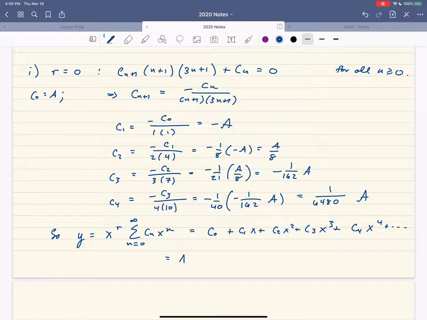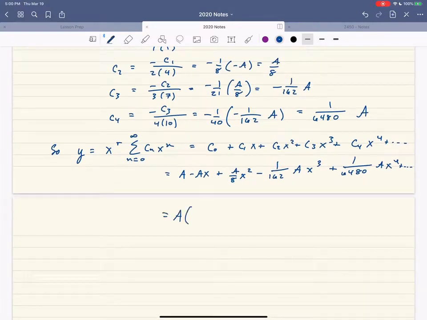So this is going to be a minus ax plus a over 8 x squared minus 1 over 162a x cubed plus 1 over 6480a x to the 4th, and so on. And if you want to get in the habit of factoring out the a, there's going to be 1 minus x plus 1 over 8 x squared minus 1 over 162 x cubed, and so on, plus 1 over 6480 x to the 4th. All right, so there's one solution. And that was all a solution that we got from r equals 0.